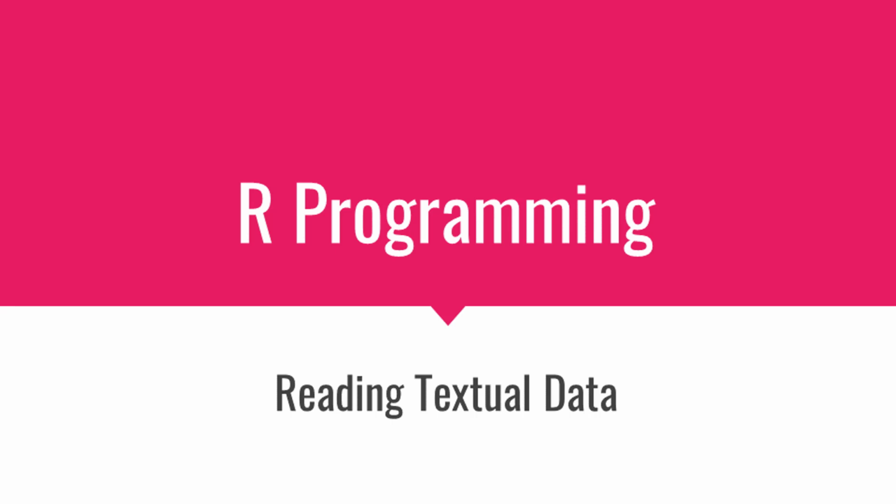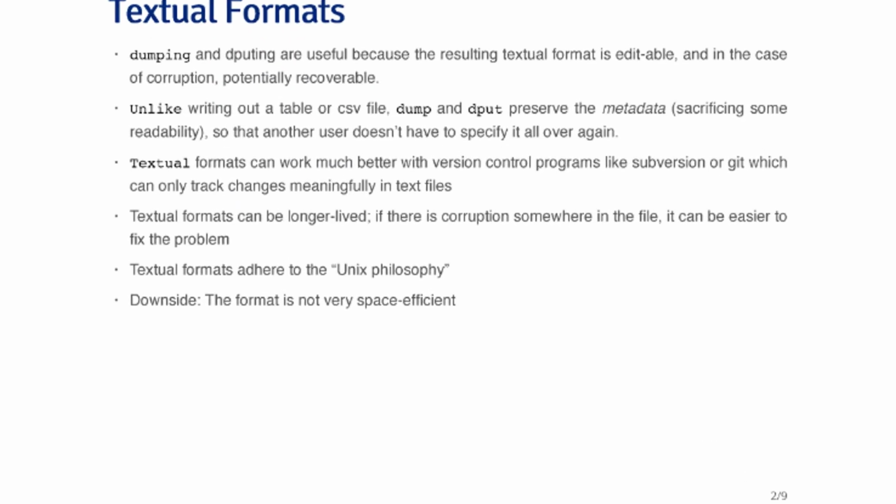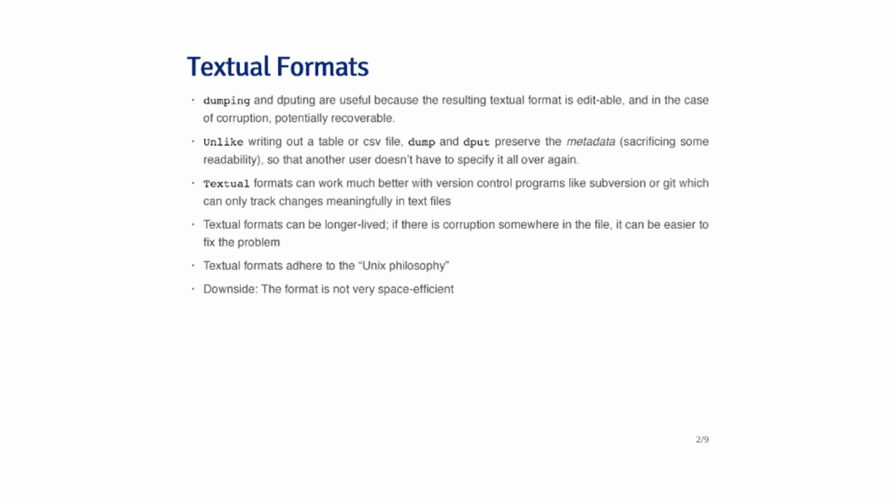In this lecture we will continue looking at reading data in R. There are other formats that you can save data in beyond the tabular format, or the CSV file or text file. These are also textual formats, but they are a little bit different from the tabular data that we have talked about before. The two main functions for writing out data are dump and dput.